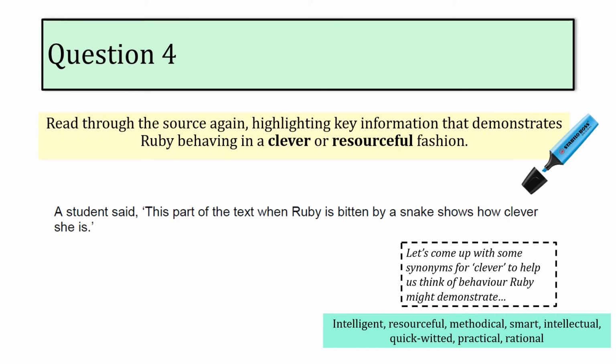So what I want you to do now, read through the source again from line 17, and I want you to highlight any key information that demonstrates Ruby's behaving in a clever or resourceful way. So the first thing you need to do is highlight any information that shows that she is behaving in a clever or resourceful way. Okay, so clever can mean lots and lots of different things. Intelligent, resourceful, methodical, smart, intellectual, quick-witted, practical, rational. Find anything that shows that she is those things from the section you are looking at.